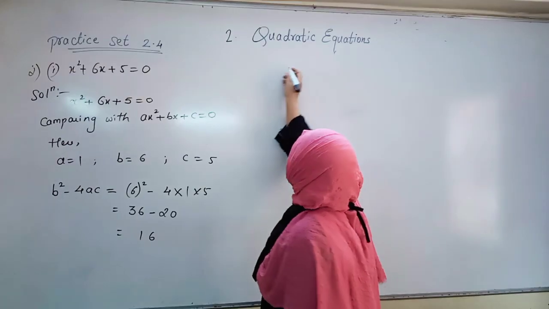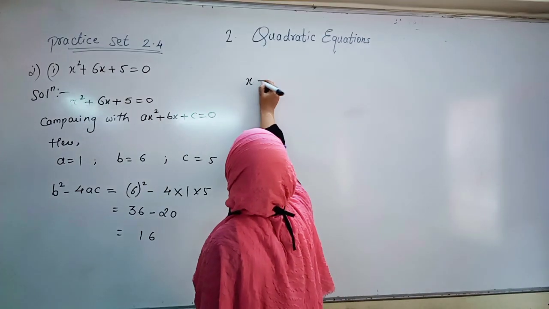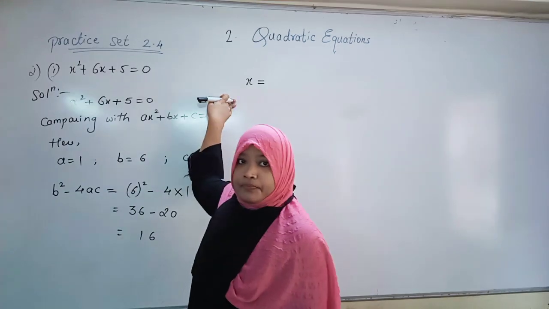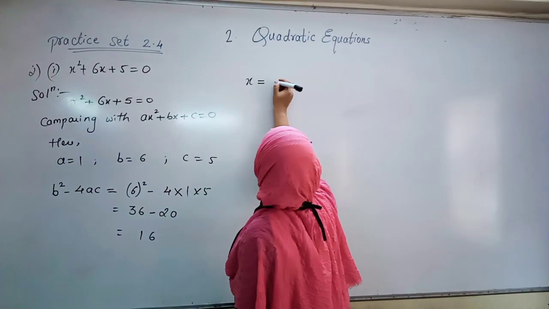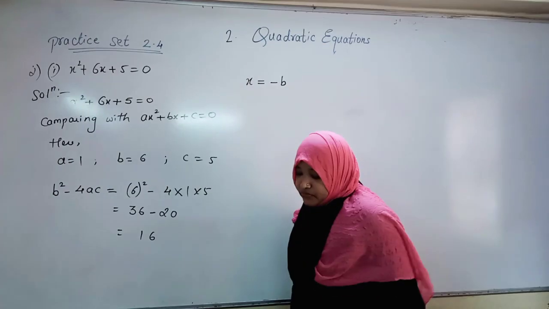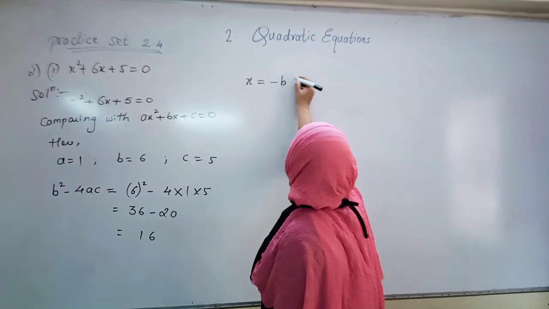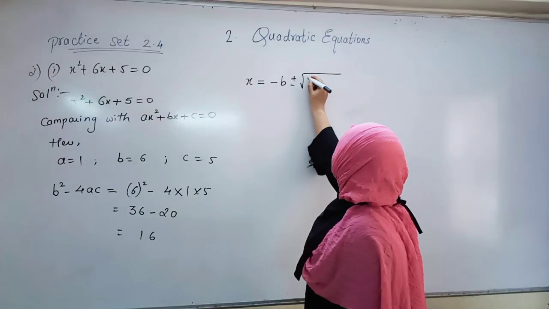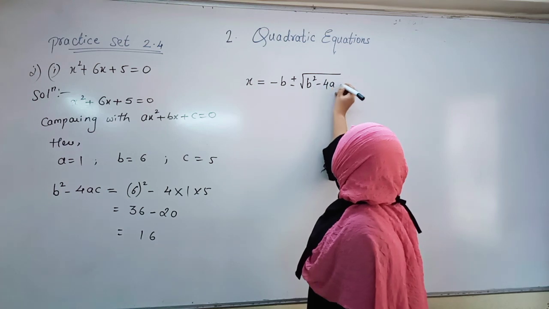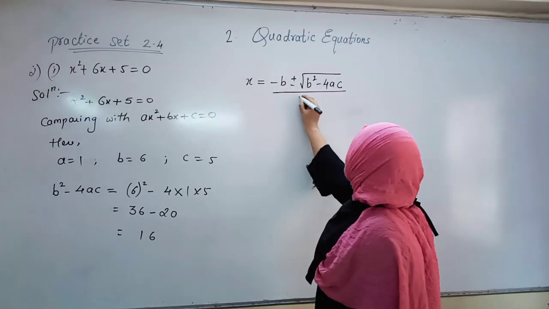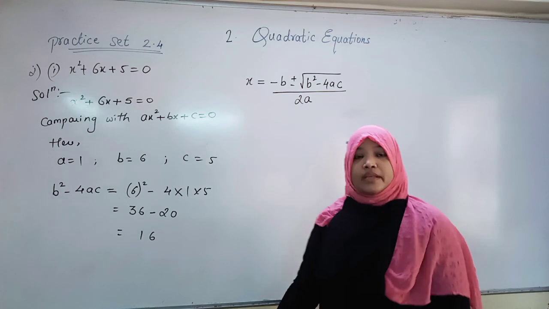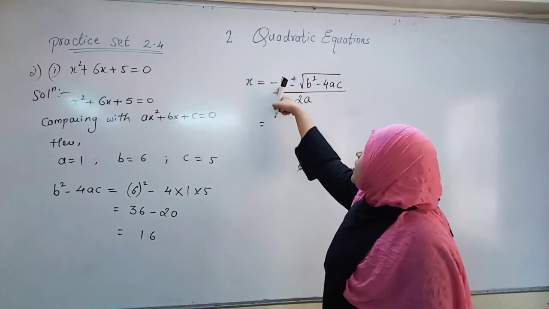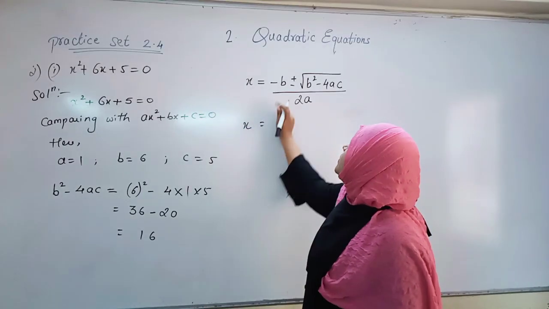Now we are coming to the main concept, that is by using the formula. The variable in the quadratic is x, so we should write here x equals to minus b. The formula is x equals minus b plus minus square root of b square minus 4ac upon 2a. Understood?